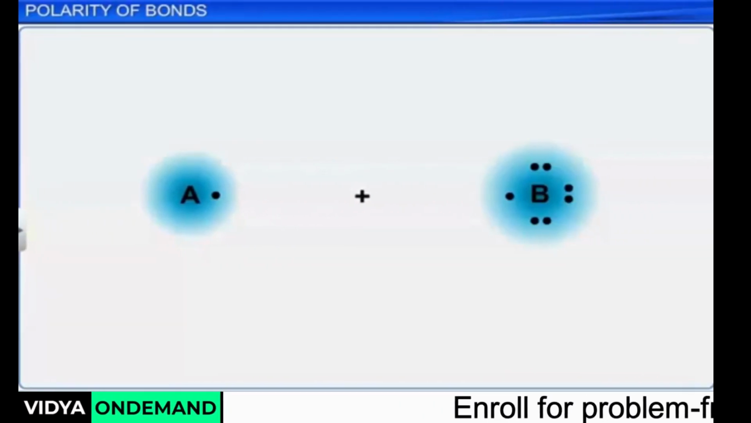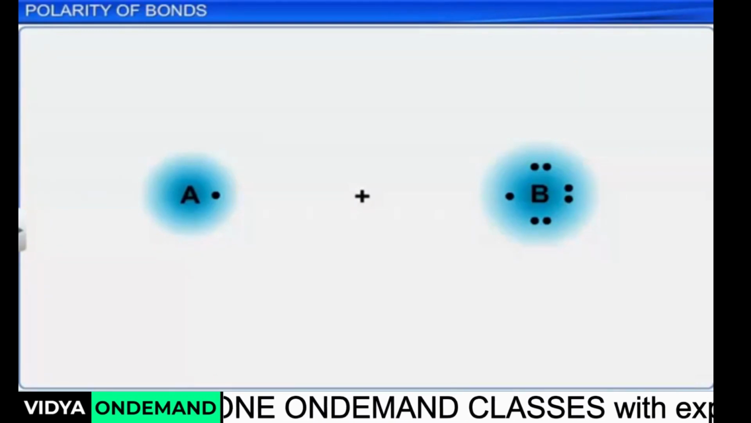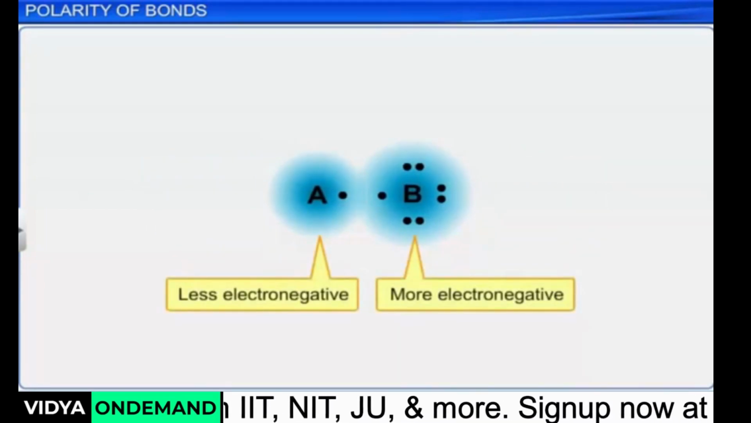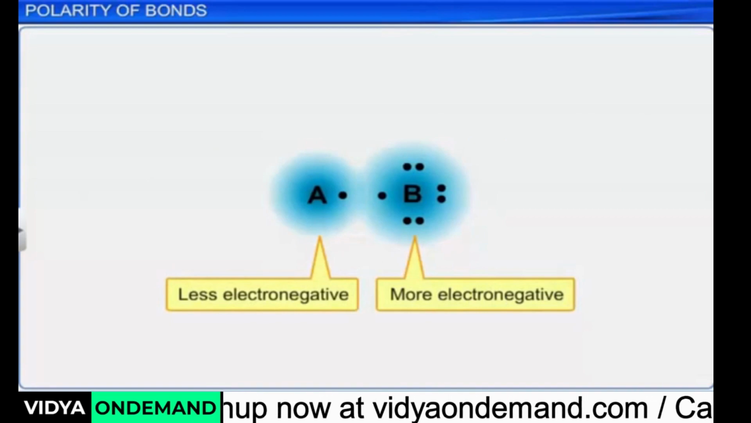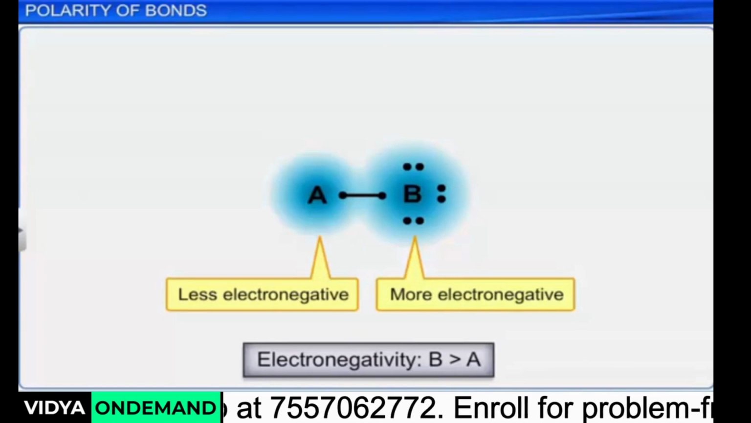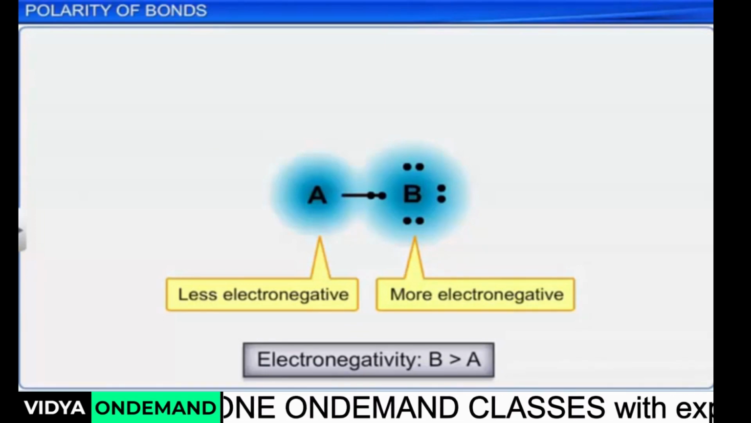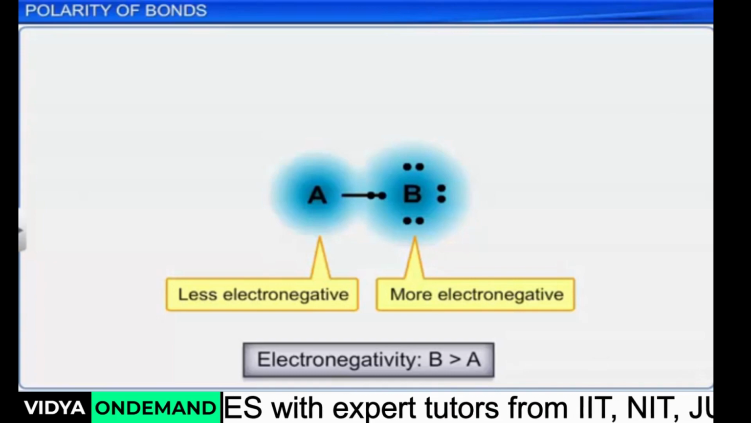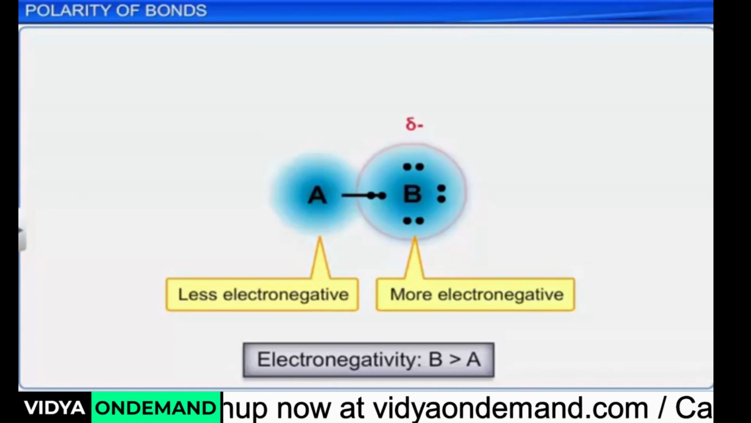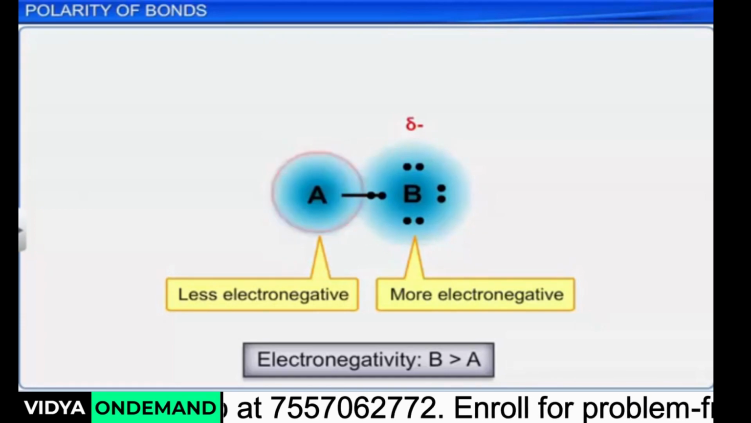Let us see what happens when atoms with different electronegativities combine to form a covalent bond. When two atoms with different electronegativities combine to form a covalent bond, the electron density between atoms is shared in such a way that it is displaced more towards the more electronegative atom. As a result, the more electronegative atom gets a partial negative charge, while the less electronegative atom gets a partial positive charge.